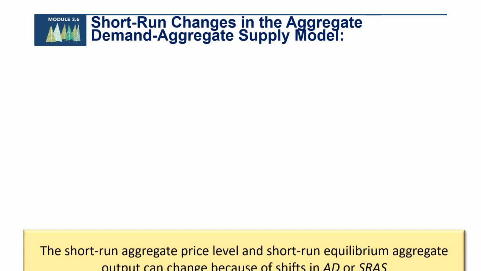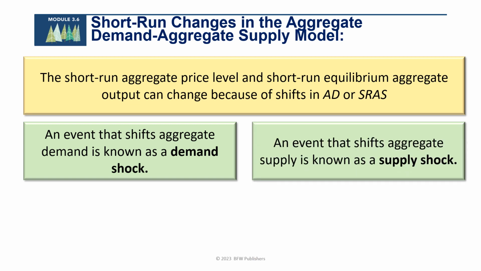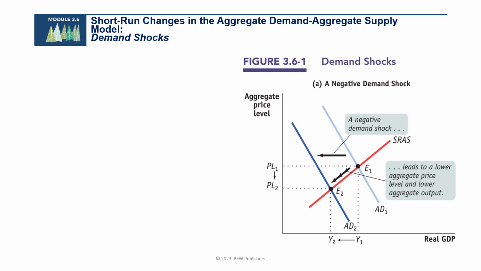So again, when identifying and discussing either a leftward or rightward shift in aggregate demand in the short run, a decrease in aggregate demand or an increase in aggregate demand, known as a demand shock, or a left or rightward shift of the short run aggregate supply curve known as a supply shock. Most important is how do these shocks affect macroeconomic equilibrium and therefore output, employment, and price level.